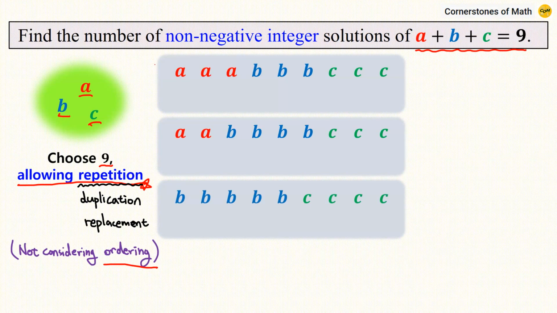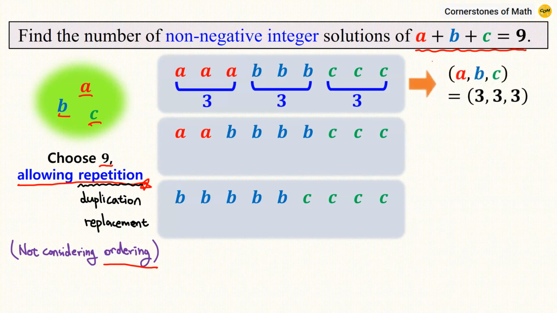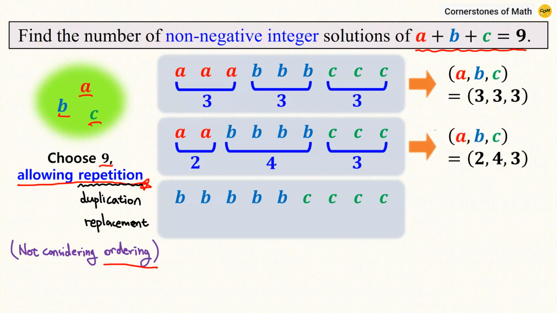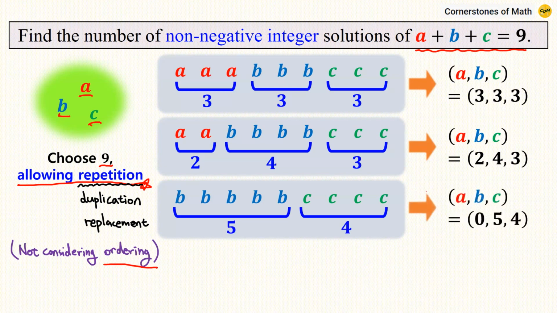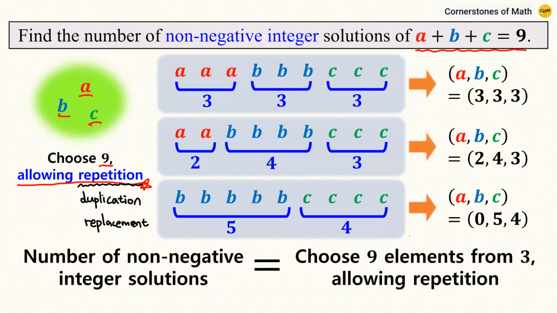Here, the number of each letter is the value of that variable in a non-negative integer solution. In our first example, we have 3 a's, 3 b's, and 3 c's, which corresponds to the solution a equals 3, b equals 3, and c equals 3. In the second example, we have 2 a's, 4 b's, and 3 c's, which means a equals 2, b equals 4, and c equals 3. And in the final example, we have no a's, 5 b's, and 4 c's, which is the solution a equals 0, b equals 5, and c equals 4. Therefore, we can say that the number of non-negative integer solutions is the number of ways of choosing 9 elements from a set having 3 elements, but with repetitions.